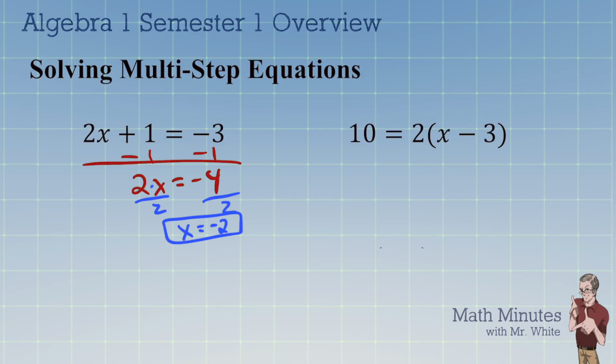And if you plug it in, let's plug in -2. What's -2 times 2? That's -4. What's -4 plus 1? -3. You see how it works? When we plug it in, it works, so it is a solution.